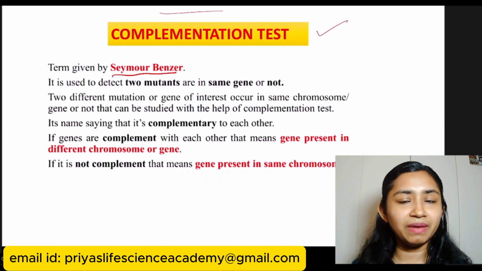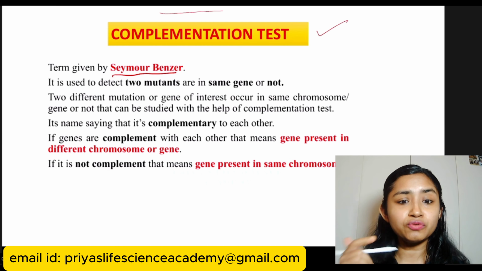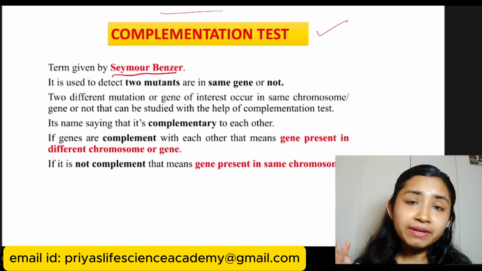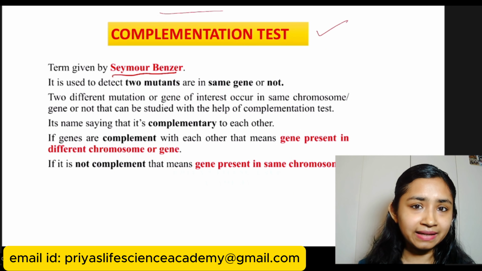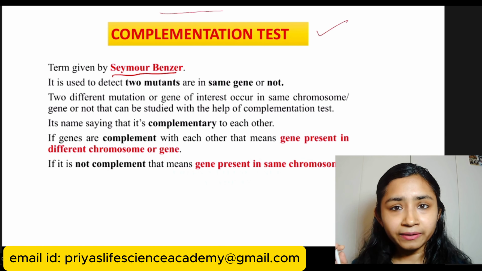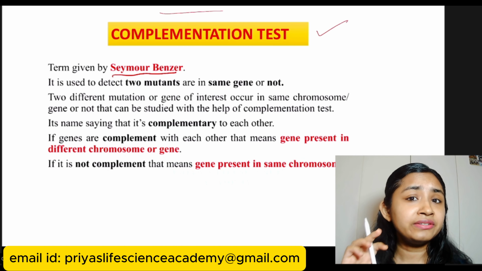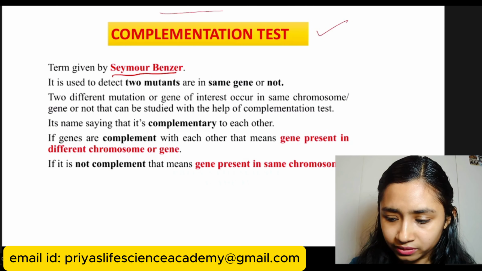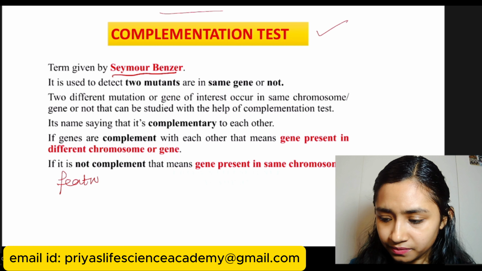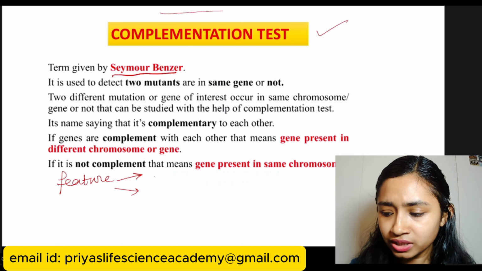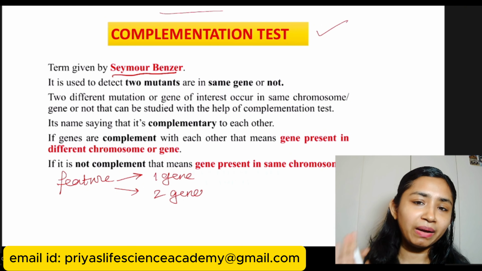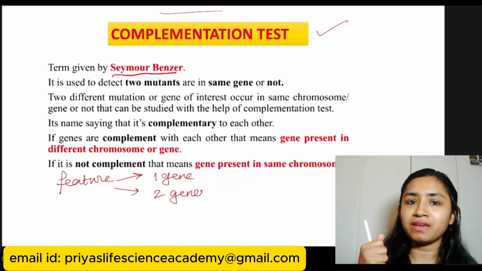The term was given by Seymour Benzer. It is used to detect whether two mutants are in the same gene or not. Or if I say it in very simple terms, it is used to detect whether a characteristic feature is determined by two genes or one gene. Okay, whether a feature is determined by one gene or two genes.